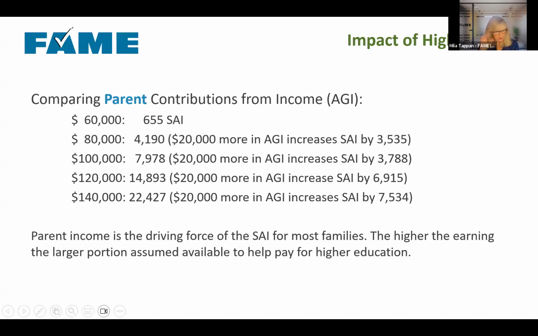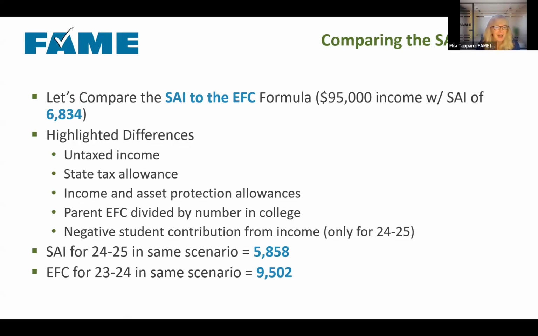So I do want to just briefly, I've got to check on time here, where are we at? I just want to briefly talk about the SAI and the EFC formula. So what we found is that the family that has $95,000 in income had an SAI of 6834.